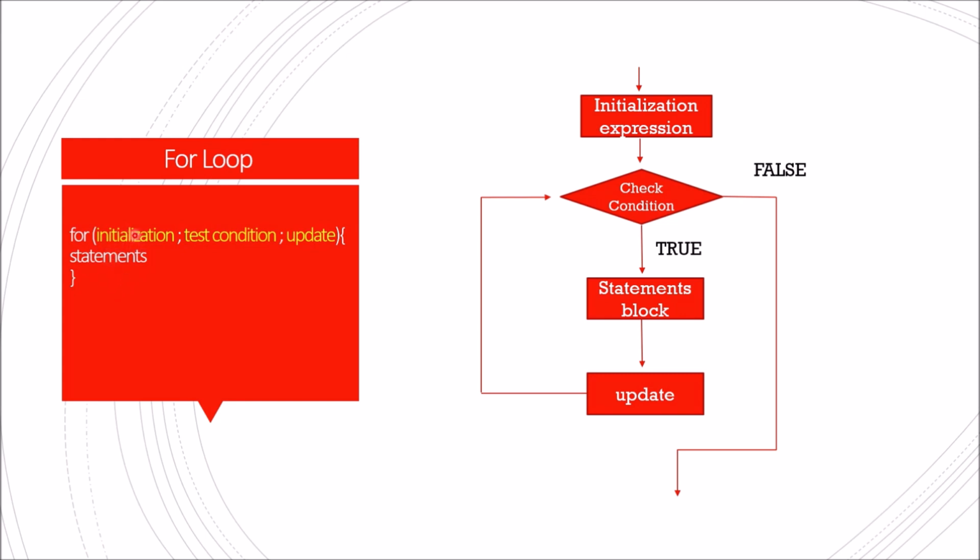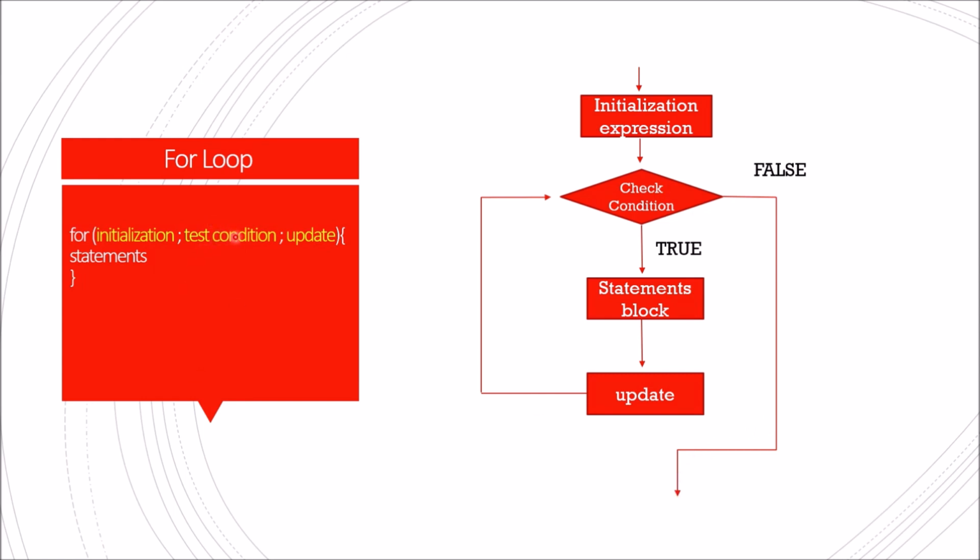So the initialization will tell in which number it's going to start that variable counter. And the test condition will ensure that this counter hasn't reached the maximum value. Okay, then do the statements. Whenever it has reached the maximum value, it will not execute the statements. It will go out from the loop, okay?